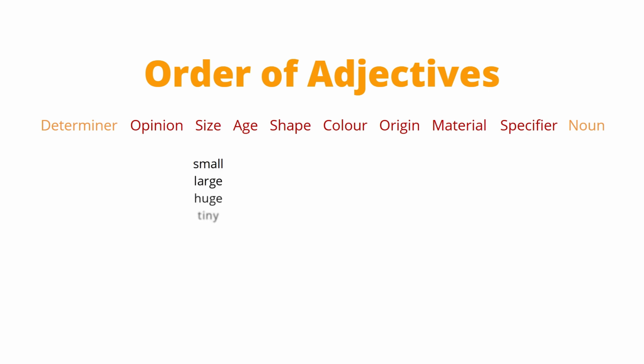first. Next is the size, followed by the age, then the shape, the colour, which includes light and dark, the origin, the country of origin or the place of origin will come next. Sometimes this origin word might come under specifiers. We'll come back to that in a moment. But the origin is there before the material, what it is made of. And then we have the specifier.